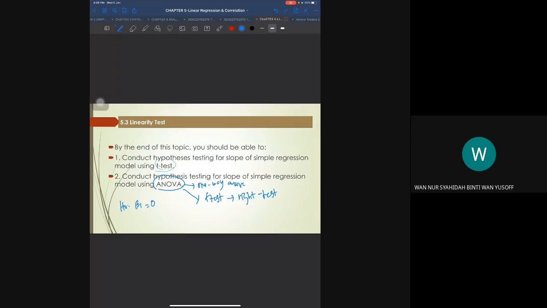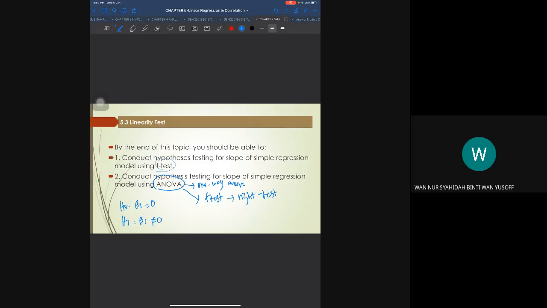Okay, so we have H null: beta 1 equals 0, and H1: beta 1 not equal to 0. Even though the hypothesis is a two-tailed test, when we use the ANOVA, automatically the decision will be based on a right-tailed test. Similar idea as the one-way ANOVA that we discussed in chapter 4.